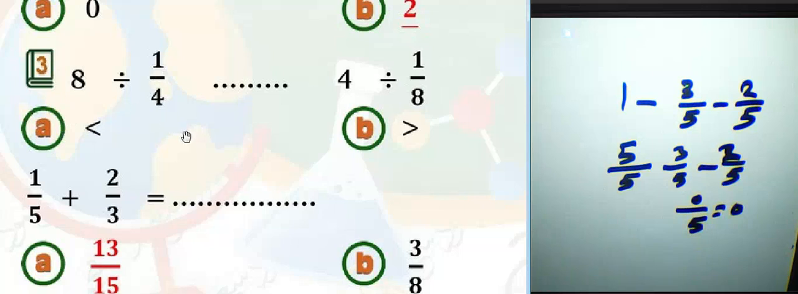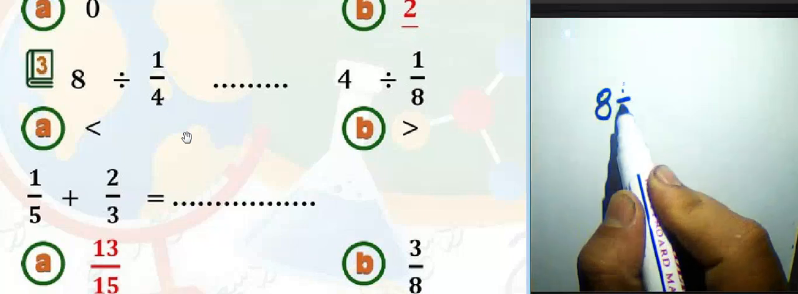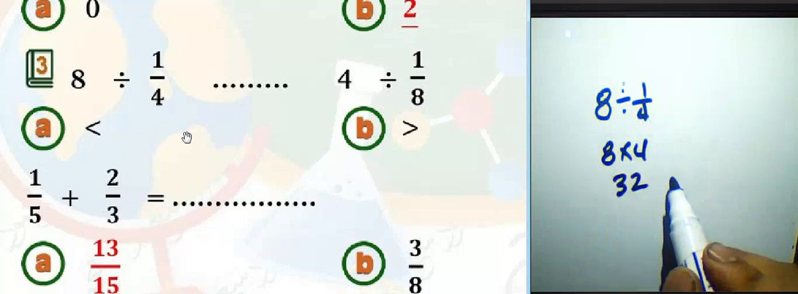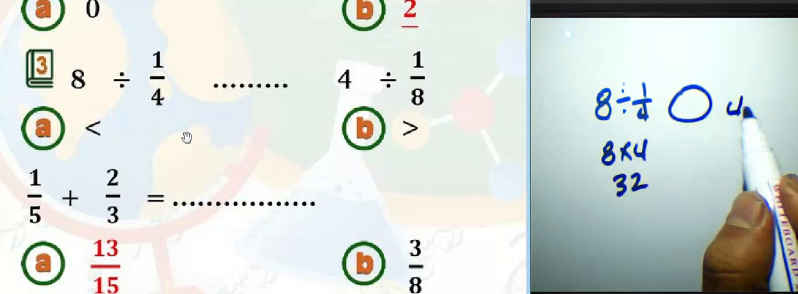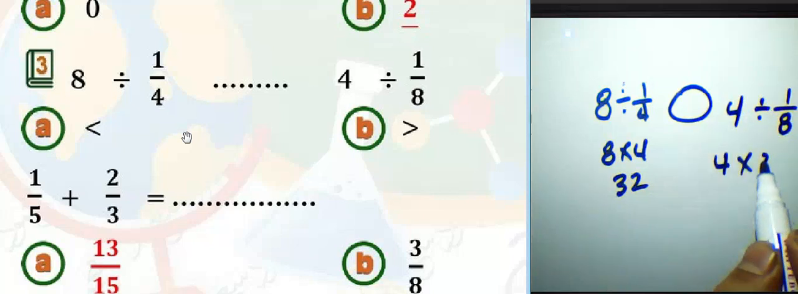8 divided by 1 over 4. Right, 8 multiplied by 4 equals 32. 4 divided by 1 over 8 will be 4 multiplied by 8 equals 32.